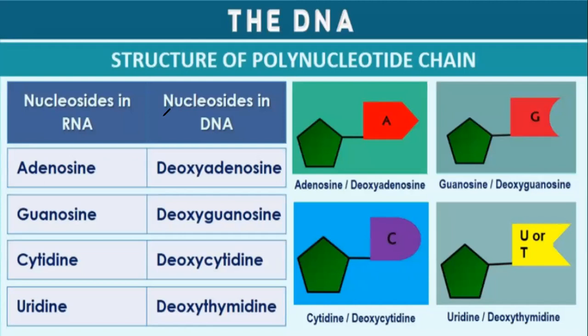The nucleosides in RNA and in DNA are: adenosine and deoxyadenosine, guanosine and deoxyguanosine, cytidine and deoxycytidine, uridine and deoxythymidine. Okay, that's all. Just leave this table.